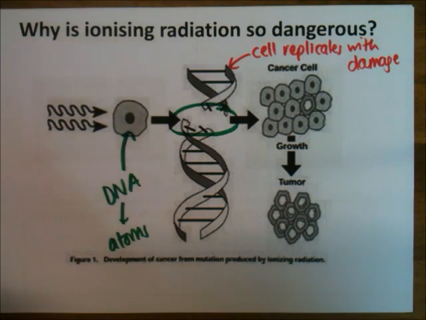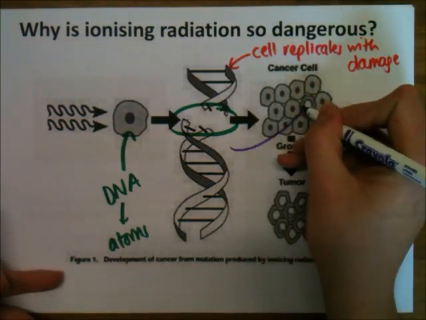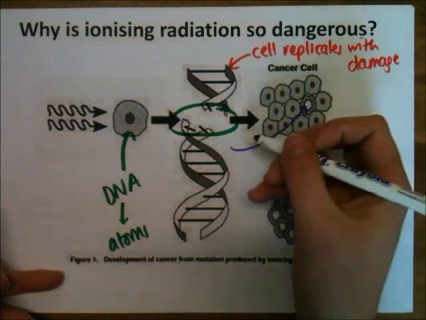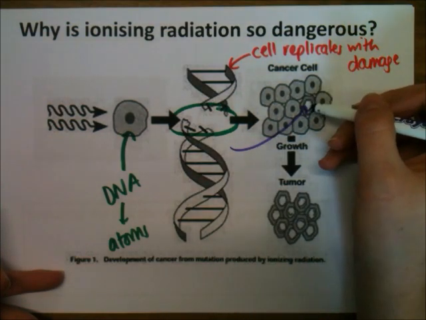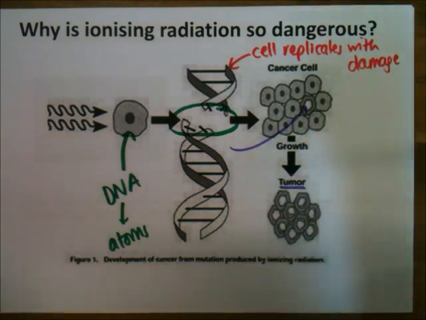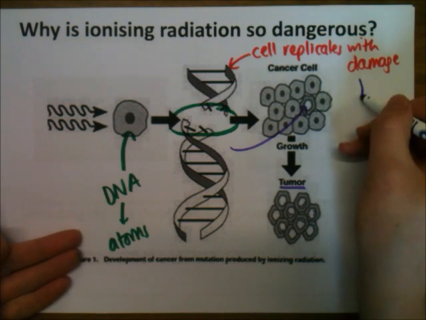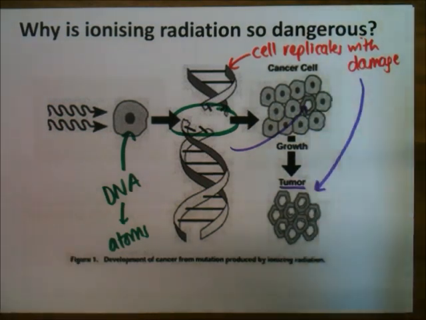Now, if that carries on happening, this can make a cancerous cell. So if we damage DNA, it can make a cancerous cell. The definition of a tumour is a damaged cell that replicates out of control. So this cell, when it replicates, can then lead on to a tumour, which can then lead on to cancer.